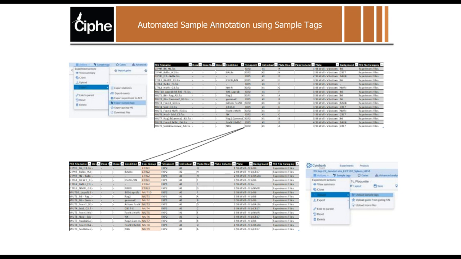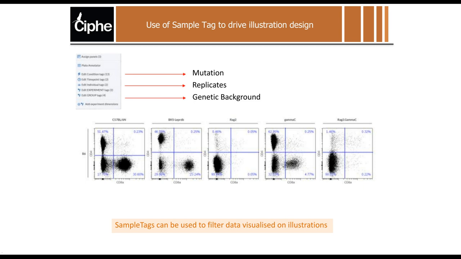So it's a very convenient way when you have a lot of files, so here it is 16, but when you have a plate, for example, to be able to annotate your full data set in one click. Then what you basically have is you use this sample tag next to actually drive your illustration design. So in Cytobank illustration mode, you have different boxes, and here it's the sample tag box.